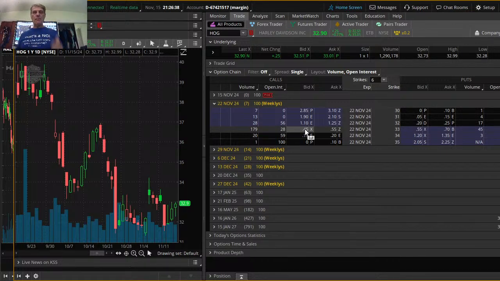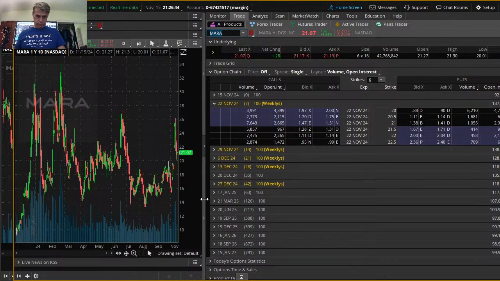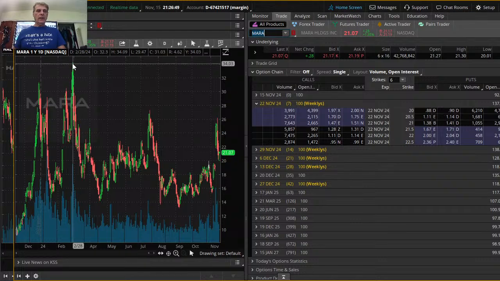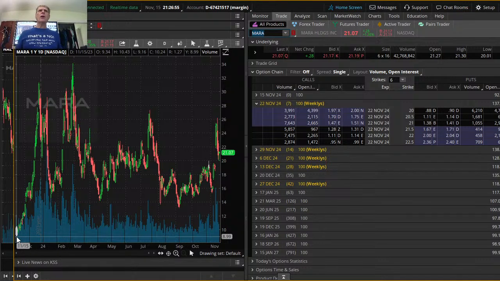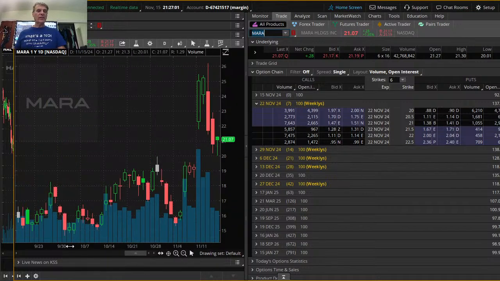Steve wants to take a look at Marathon. M-A-R-A. All right, Marathon's high of the year was 34. Bottom was 8. That's a big drop. Well, $8.99, like $9. Okay. Currently, we're sitting at 21.07. Look at that run up.